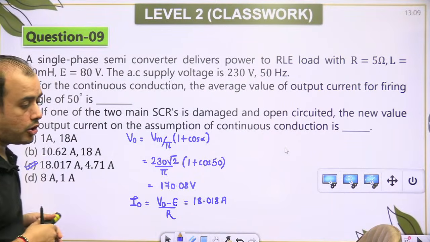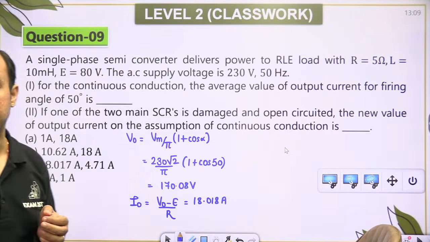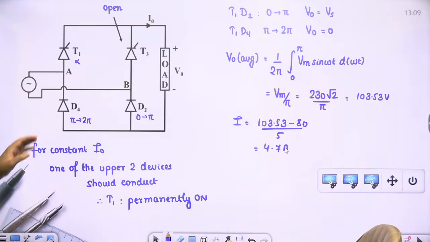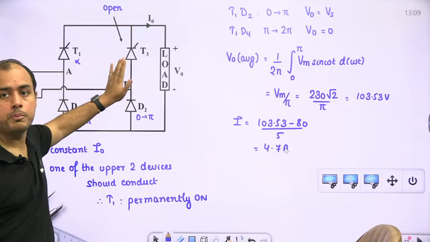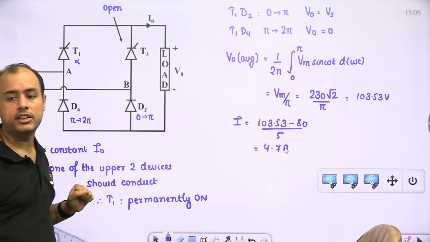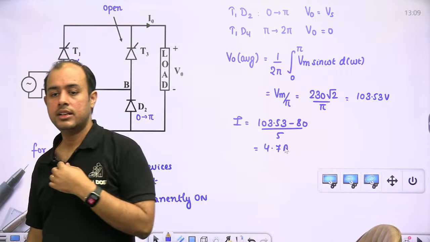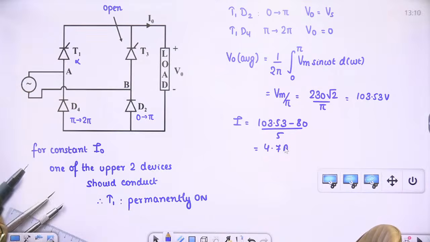Always remember for continuous conduction, one device from the lower group should conduct, one from the upper group. Now because T3 is open, it is entirely the responsibility of T1 to conduct from the upper group. So T1 is permanently on. तो T1 तो full on हो गया आपका.